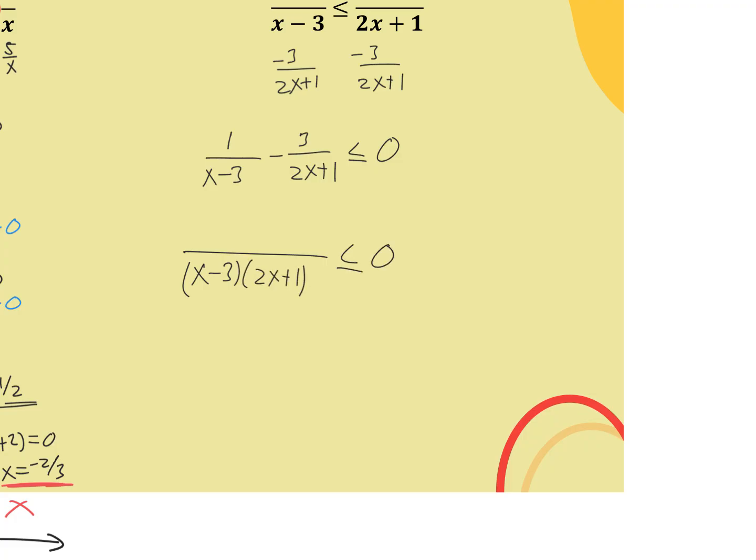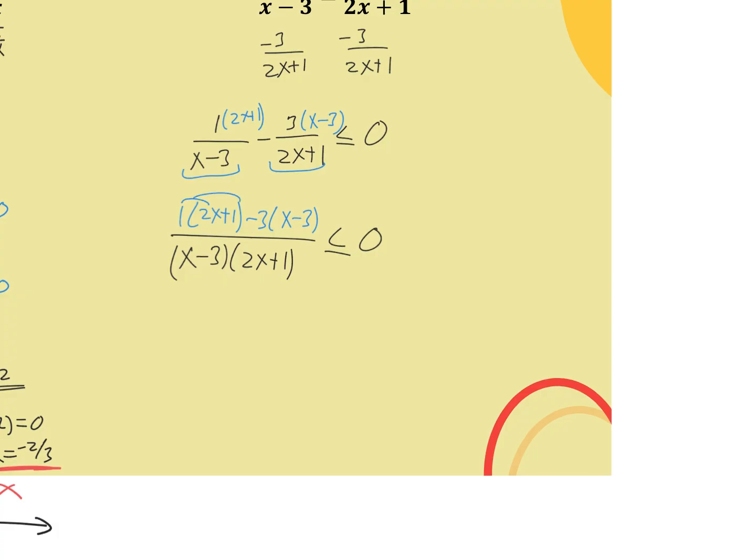All right, and then over here, what's missing, it has the x minus 3, it doesn't have the 2x plus 1. So I'm going to have 1 times 2x plus 1, and then over here, I have a minus 3 on top. It has the 2x plus 1, it doesn't have the x minus 3. So I'm going to multiply this by the x minus 3. All right, and then let's simplify this, right? Distribute the 1, distribute the negative 3. This is going to get us 2x plus 1 minus 3x plus 9 on top. And then on the bottom, I have my common denominator, which is x minus 3 and 2x plus 1, less than or equal to 0.